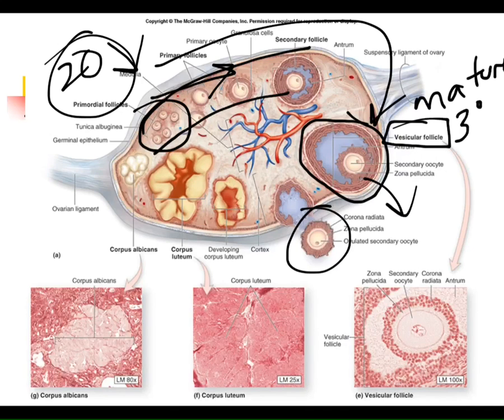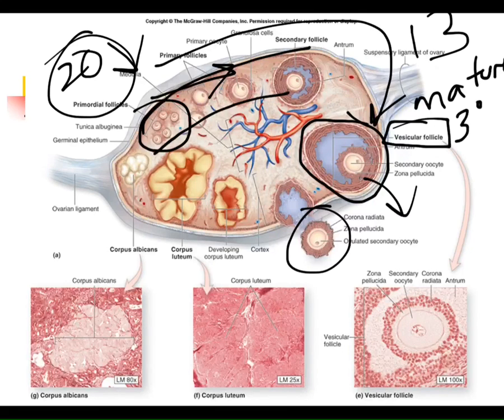About 13 days. Right, that follicular phase. 13 days to start from the beginning and go all the way to development of the Graafian or the vesicular or the mature follicle. And then on day 14, it's released by ovulation.